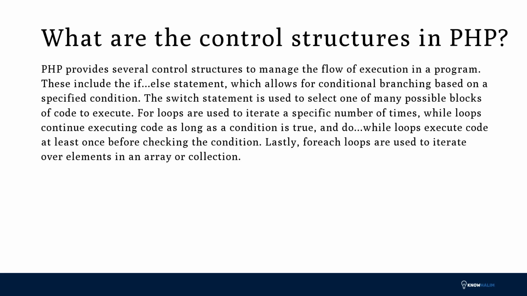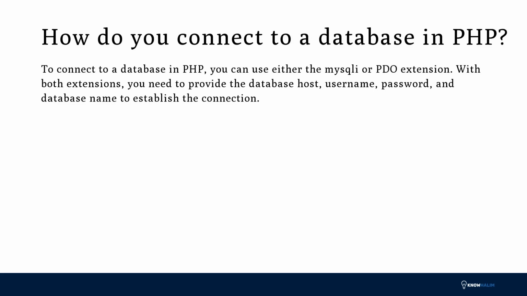For loops are used to iterate a specific number of times, while loops continue executing code as long as a condition is true, and do-while loops execute code at least once before checking the condition. Lastly, foreach loops are used to iterate over elements in an array or collection.